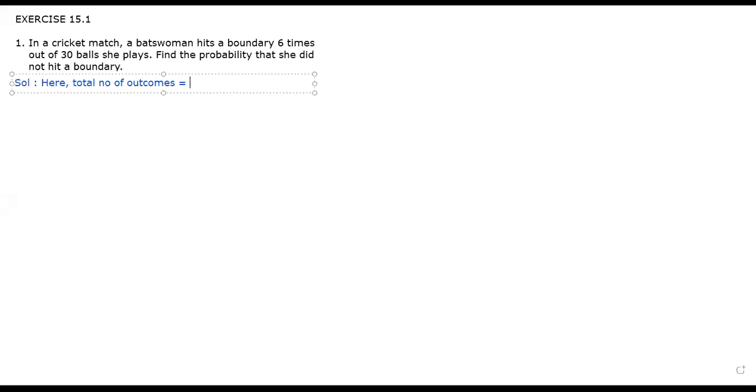Here, total number of outcomes is equal to number of balls recorded. We have a record of 30 balls, so that is equal to 30. Boundary hit is equal to 6 times. So boundary not hit? 30 minus 6 is equal to 24 times the boundary has not been hit.